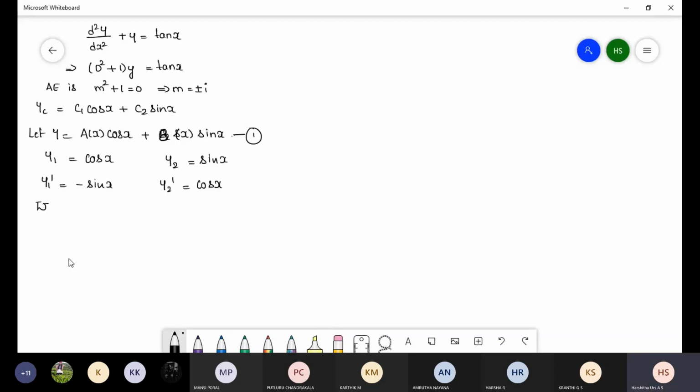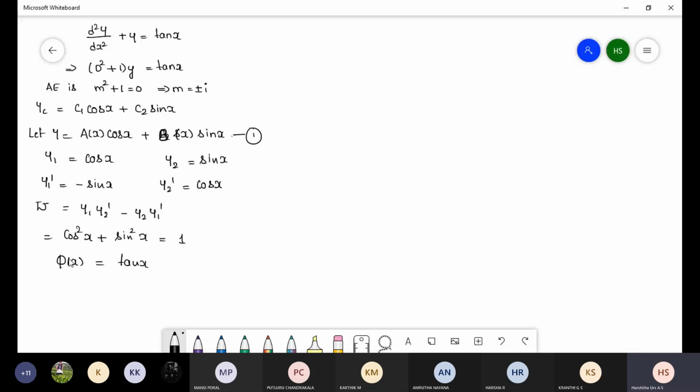Now write the Wronskian formula: y1 y2 dash minus y2 y1 dash. Cos x into cos x, cos square x, minus sin x into minus sin x, minus into minus is plus, so we get sin square x. So cos square x plus sin square x is 1. Next, phi of x is equal to the right side, that is tan x.